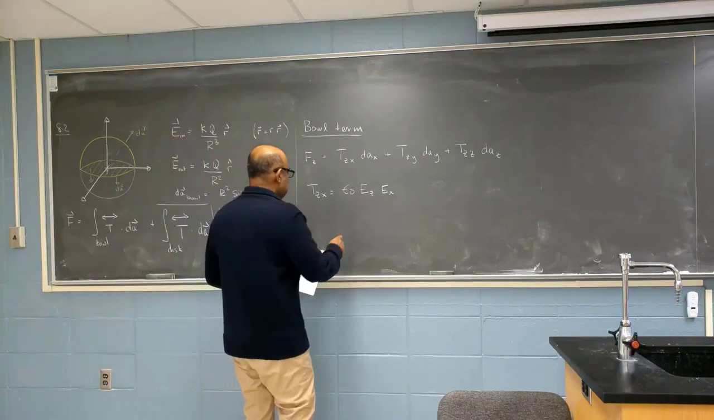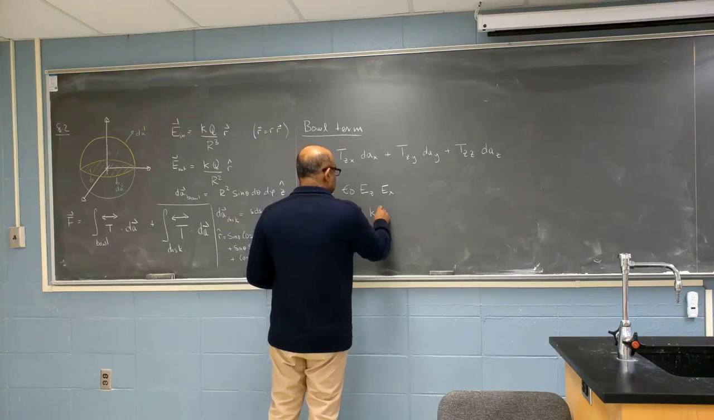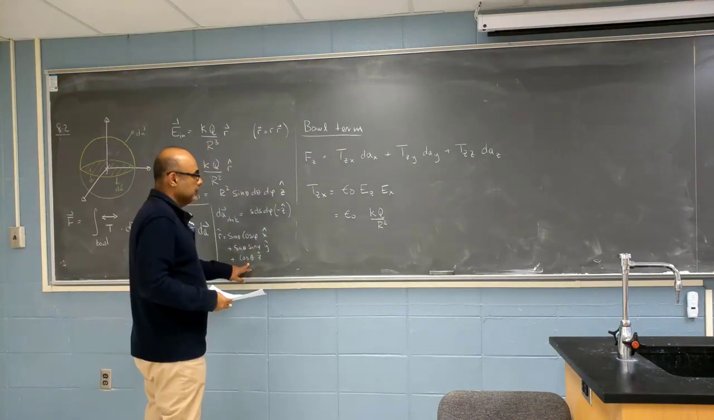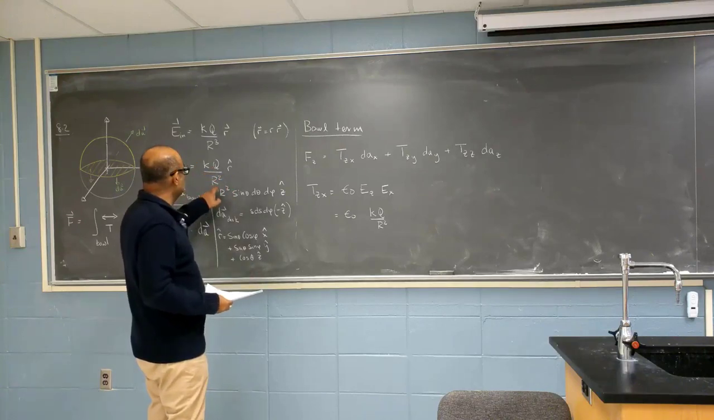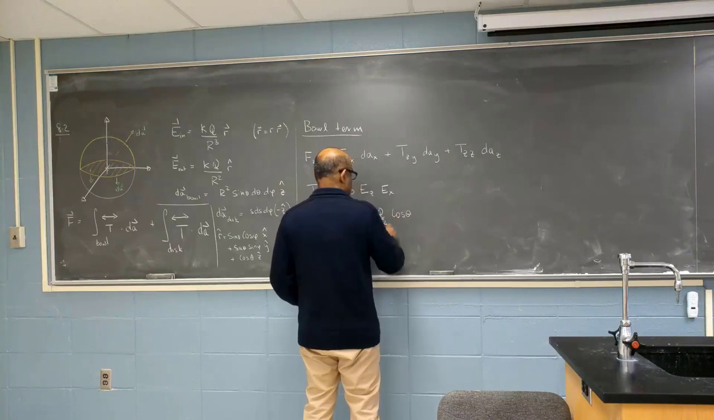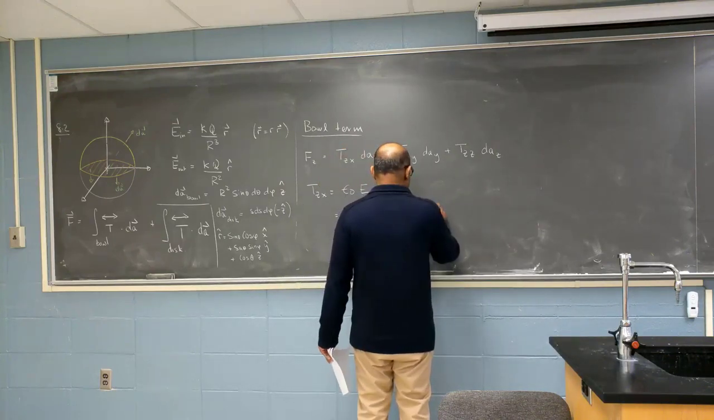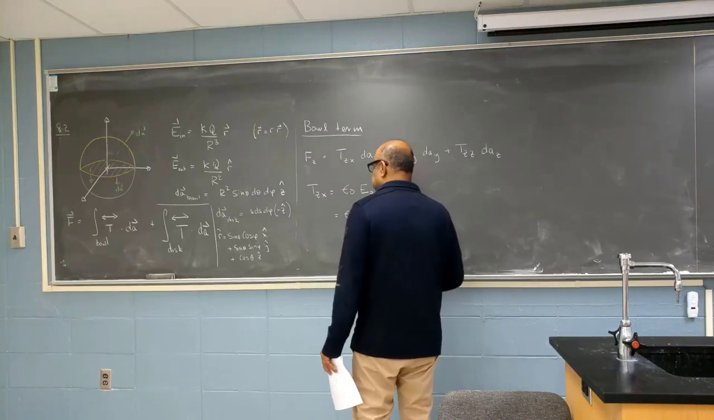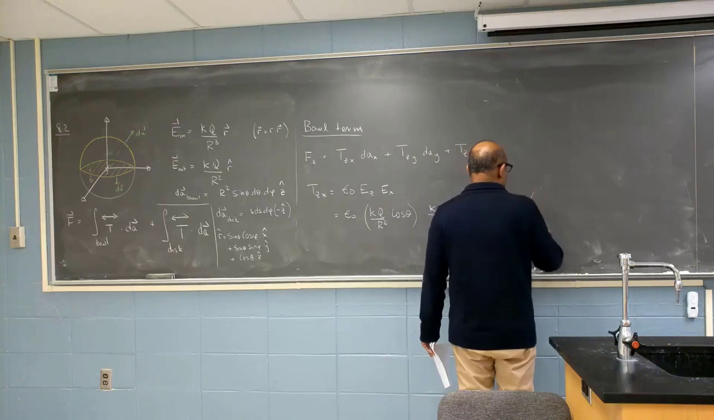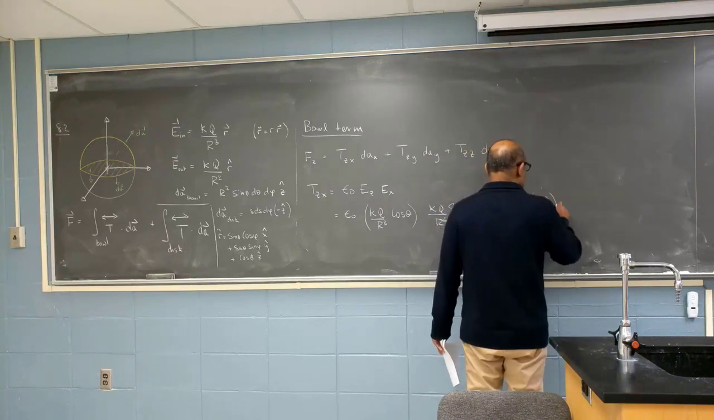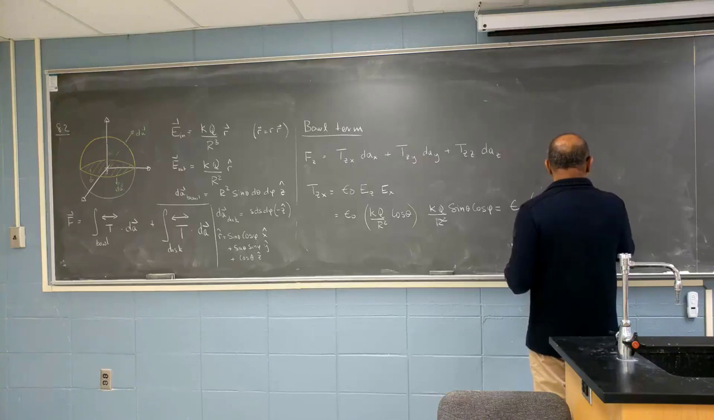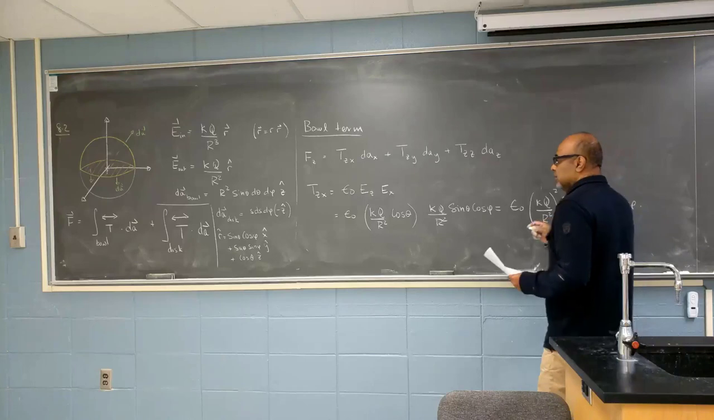Correct? So that's equal to epsilon naught. This is the magnitude, kQ over r squared, and I need the Z component, which is cosine theta. So it is kQ over r squared, Z component of r hat, which is cosine theta. Then E_X, again, magnitude kQ over r squared, the X component, sine theta cosine phi. So it's epsilon naught kQ over r squared times sine theta cosine theta cosine phi.